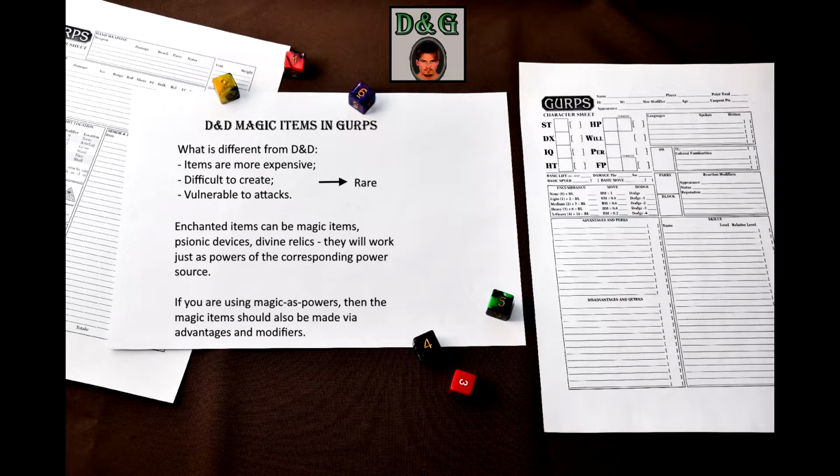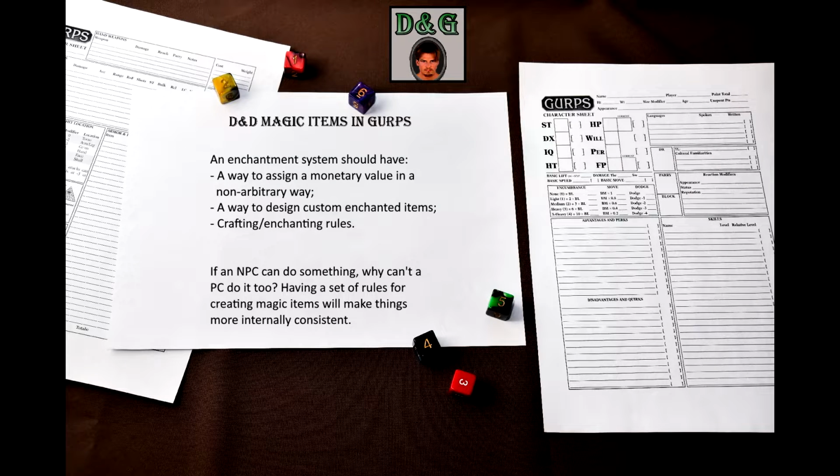You would think that GURPS has many options for magic item creation, but there's actually not that many that I would consider proper. It might be different for you, but for me a proper enchanting system must include the following. A way to assign a monetary value to an item in a non-arbitrary way. This is important because the players will want to buy or sell magic items.